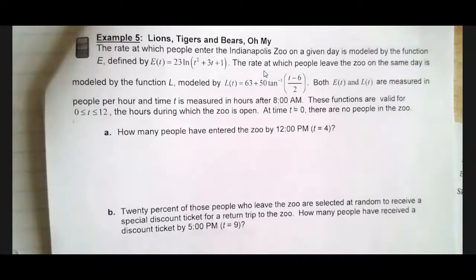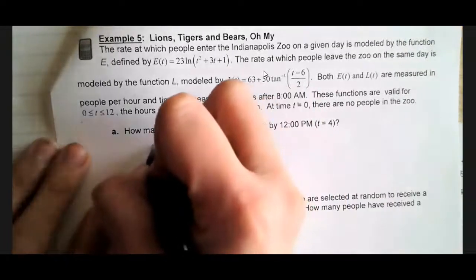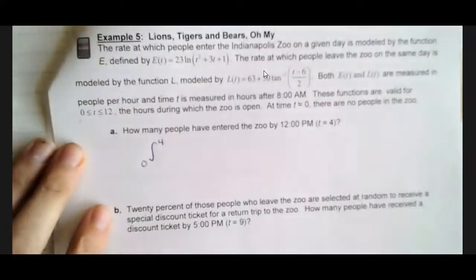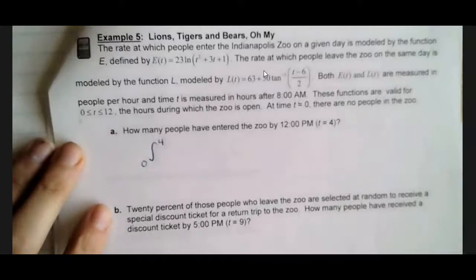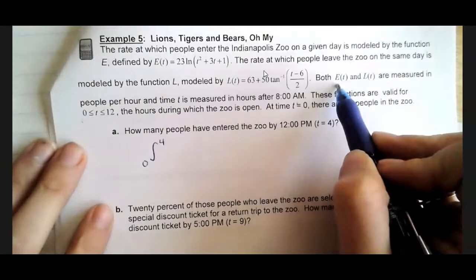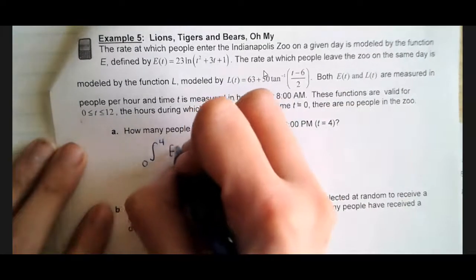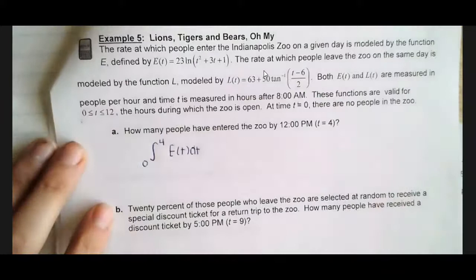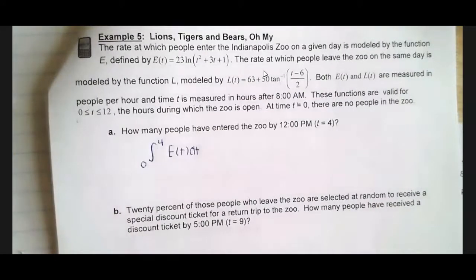So as an integral, this would be 0 to 4 of the function for people entering the zoo. So that's E of t dt. And then at this point, it's all calculator now.